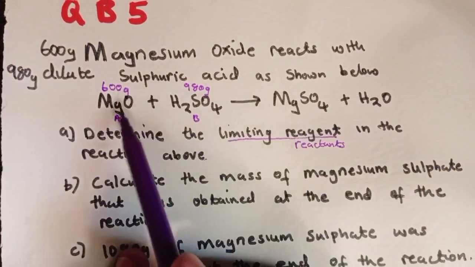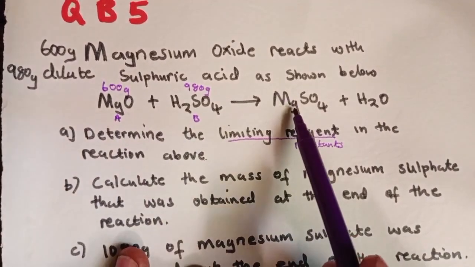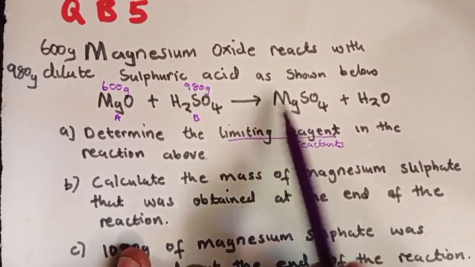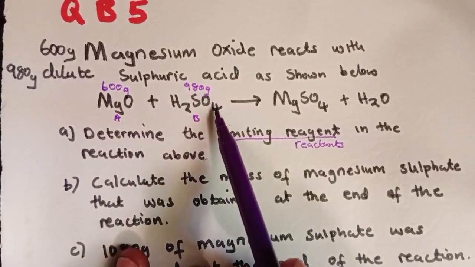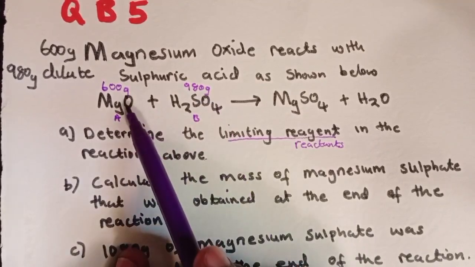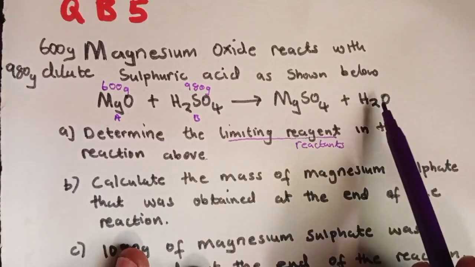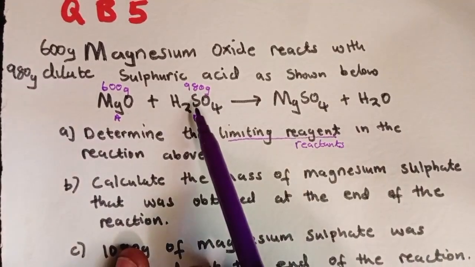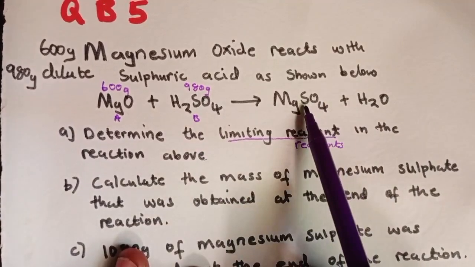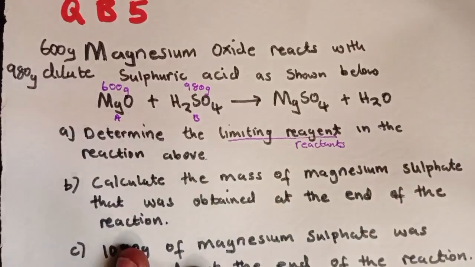Before we determine that, the first thing we need to do is check if the equation is balanced. So I have 1 atom of magnesium, and I also have 1 atom of magnesium. So magnesium is balanced. I have oxygen 1, but then I have 4 other oxygen atoms here. So 4 plus 1, that is 5. If I have 5 oxygen atoms here, I should also have 5 oxygen atoms. Oxygen is also balanced. 1 atom of sulfur, balanced. 2 atoms of hydrogen, balanced.